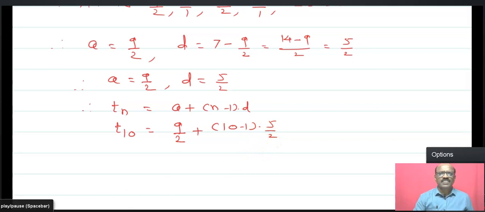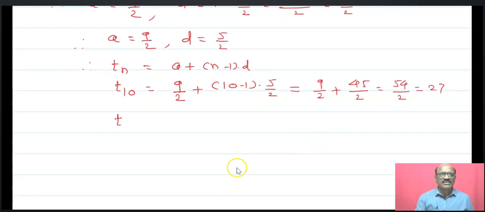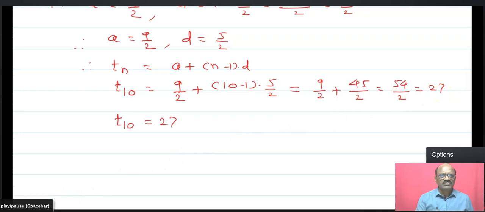Therefore, now simple calculations are there. That is 9 by 2 plus 10 minus 1 into 5 by 2. That is 9 by 2 plus 45 upon 2. We will add it. That is 54 upon 2, and that is equal to 27. Therefore, T10 is equal to 27. Now see these calculations. These are very simple calculations. 10 minus 1 is 9. 9 into 5, 45 upon 2, and T10 is equal to 27. Now this is the T10.